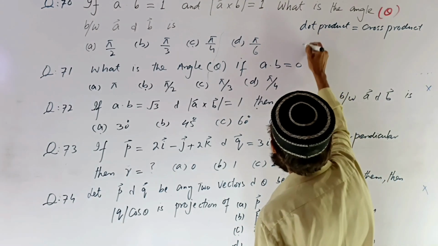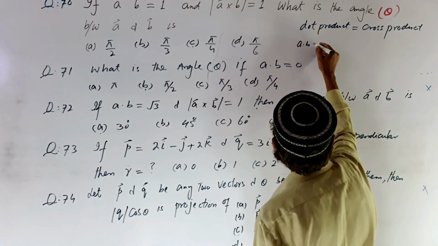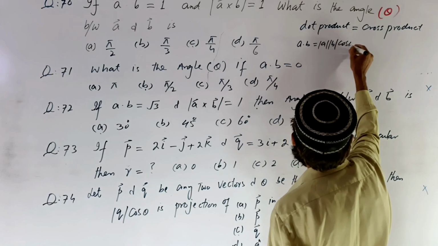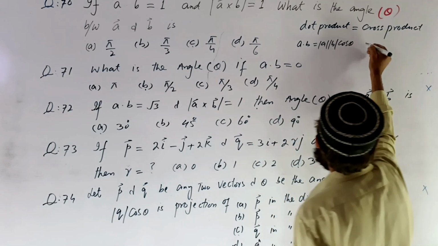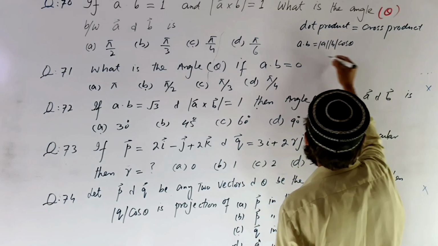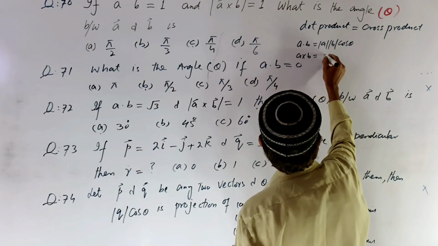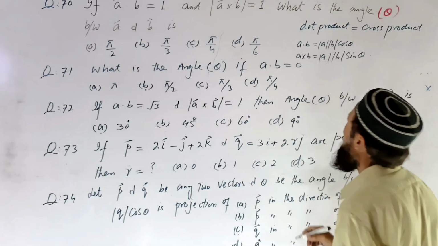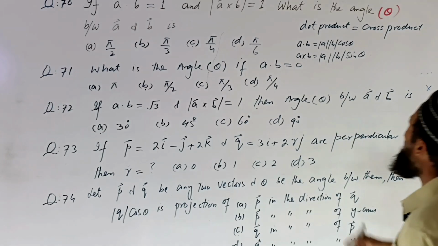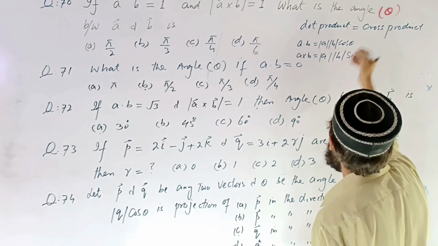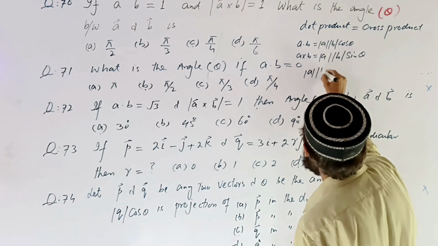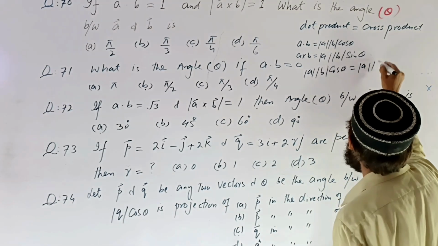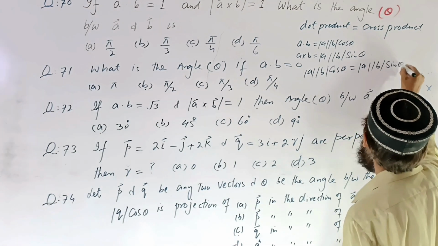For the dot product we use the property A dot B is equal to magnitude of A, magnitude of B and cos theta, and for the cross product, A cross B is magnitude of A, magnitude of B and sine theta. Both results are equal. So magnitude A, magnitude B, cos theta is equal to magnitude A, magnitude B, sine theta.